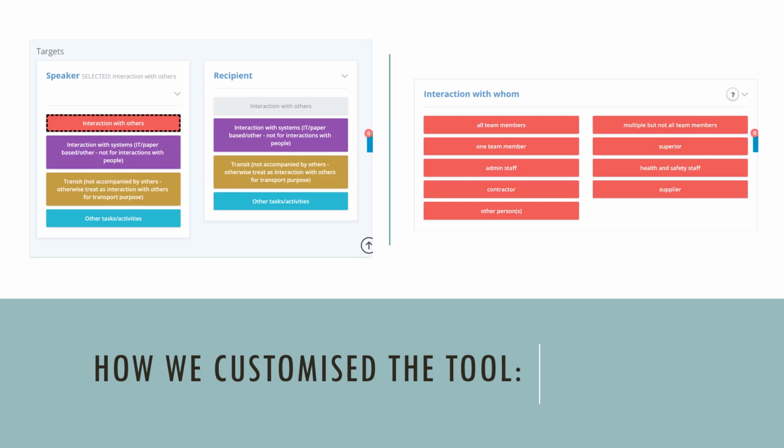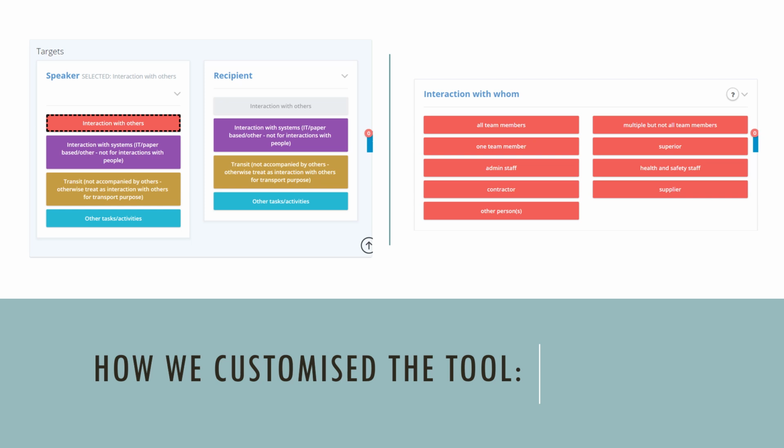As you can see on the left-hand side of the slide, the different categories are represented using different colors. Now, using a tablet or a laptop, you can easily click on the relevant category, which for this example would be interactions with others, which is the red tab that you see on the left side of the screen.